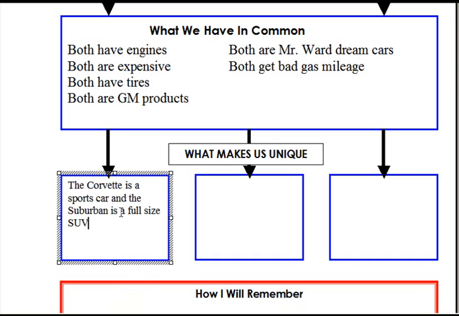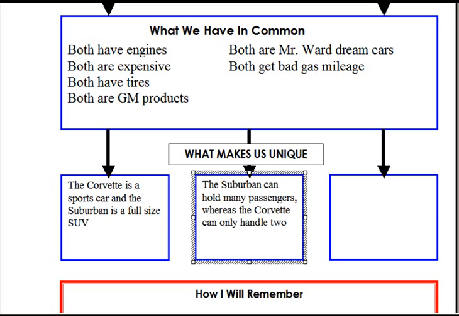As you can see, my first example compares both in the same box, and it reads like this. The Corvette is a sports car, and the Suburban is a full-size SUV. As you can see, this comparison compares both points of comparison in the same box. Sometimes students will write the Corvette is a sports car in one box, and then in the next box say the Suburban is a full-size SUV. Please students, both points of comparison have to be included in each of the 3 boxes. Let's go on to a few more examples now.